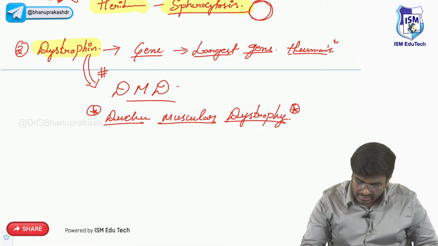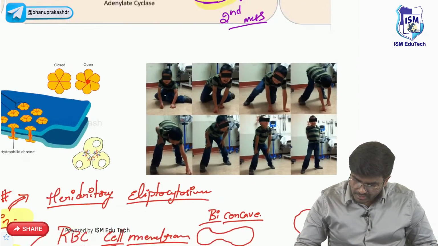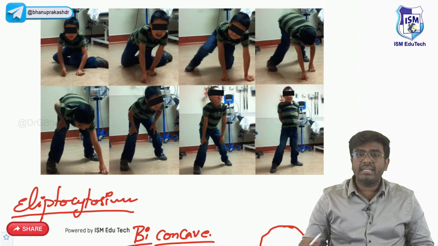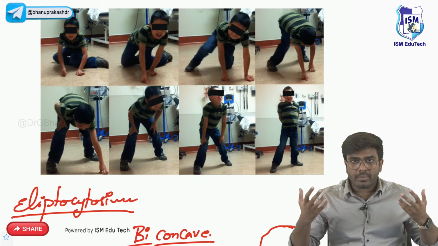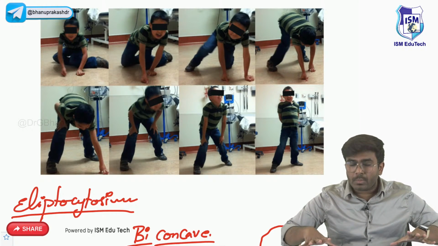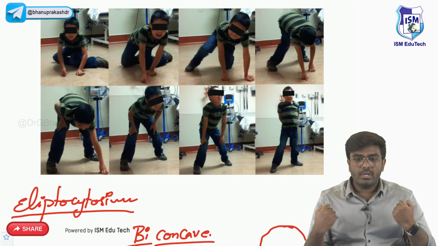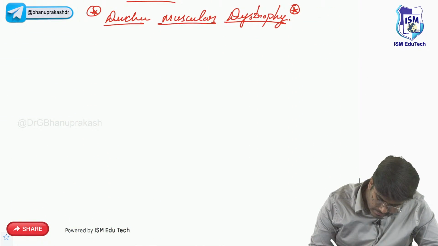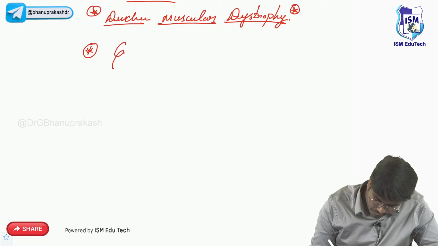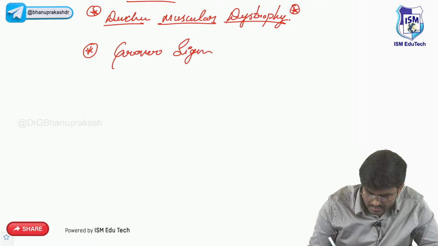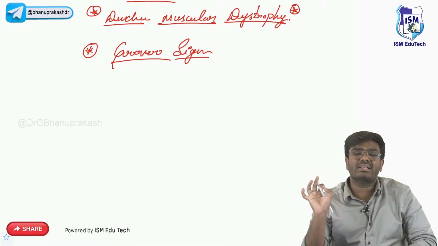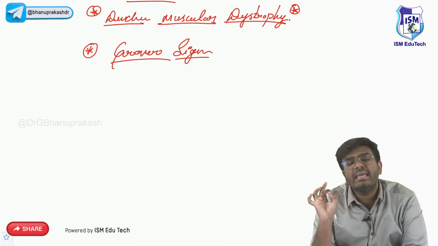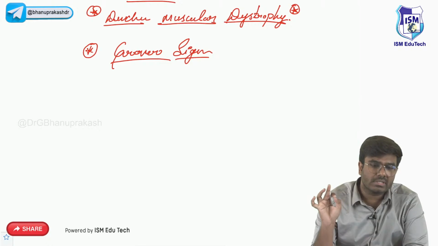The sign is called as, can anyone tell me? Okay, let me show you the image. See, this is the person. He's sitting down, and if I ask this person to stand up, see how he is standing. He's taking the support of his upper limbs also. So this sign, can anyone tell me? The sign name is the Gower sign. Gower sign. So Gower sign is seen in DMD, Duchenne's muscular dystrophy.